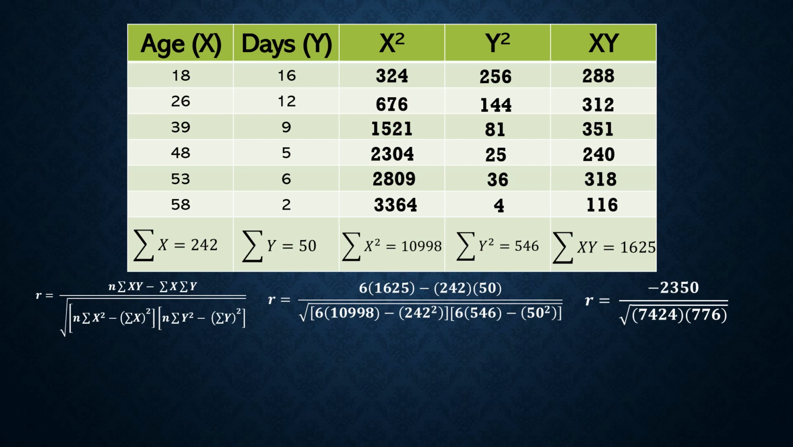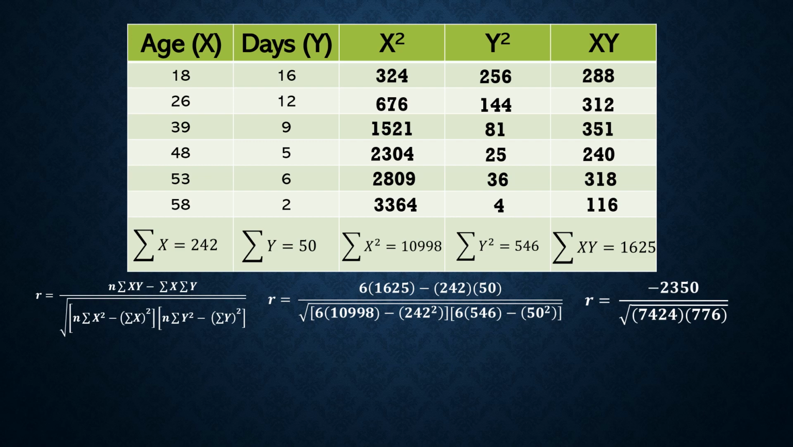Now, let's multiply 6 by 10,998 minus 242 squared. If you're going to press this on your calculator, you can write 242 times 242. So it can be 6, open parenthesis, 10,998 minus, open parenthesis, 242 times 242, close parenthesis. So our answer is 7,424. So we write 7,424.